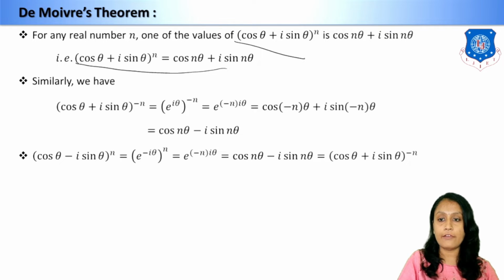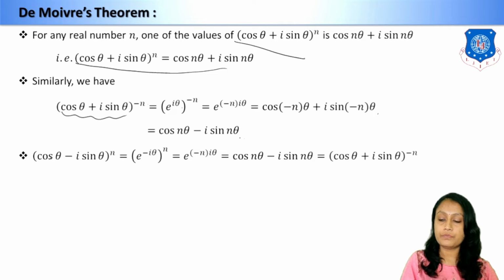Now similarly we have (cos theta + i sin theta) whole raised to minus n. Now this we can write as e raised to i theta, so this is e raised to minus n i theta. So again we can write it as cos(minus n theta) + i sin(minus n theta). Now we know that cos is an even function and sin is an odd function. So cos of minus n theta is cos n theta and sin of minus n theta is minus sin n theta. Therefore (cos theta + i sin theta) whole raised to minus n will give you cos n theta minus i sin n theta.